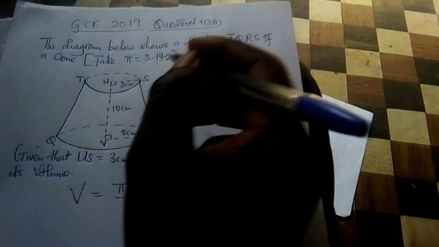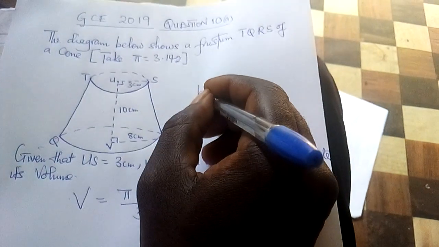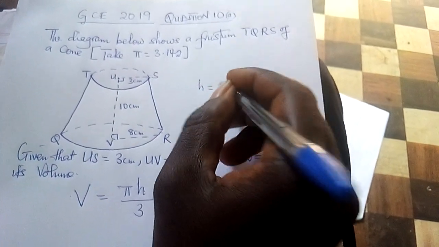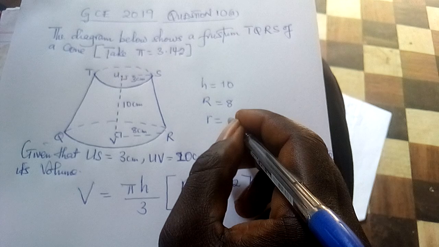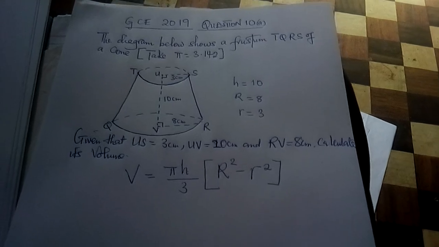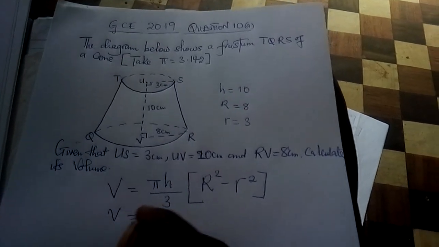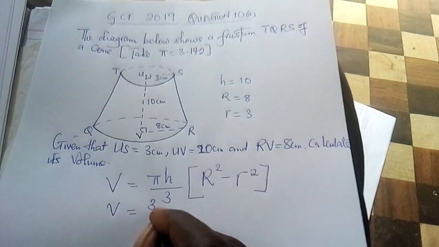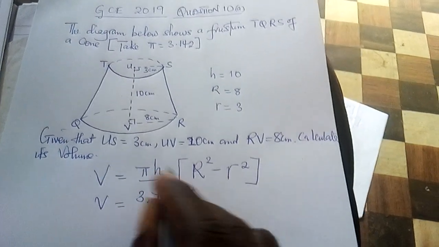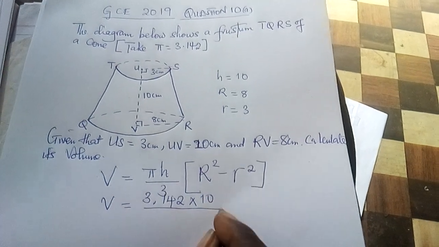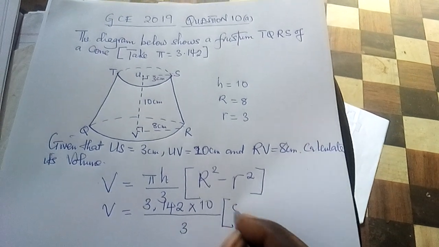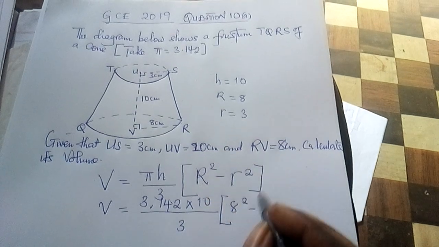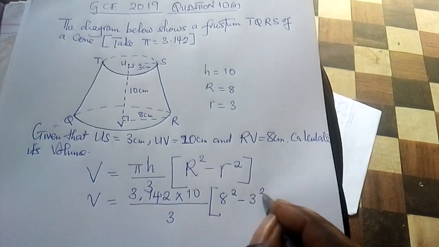So we identify what our h is. We know that h is 10, capital letter R is 8, and small letter r is 3. Now we start putting the values into this formula. V equals pi, and we've been told to use 3.142, times the height, which is 10, divided by 3, times capital R, which is 8, so you write 8 squared minus small letter r, which is 3, so you write 3 squared there.